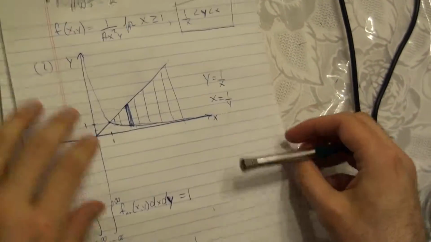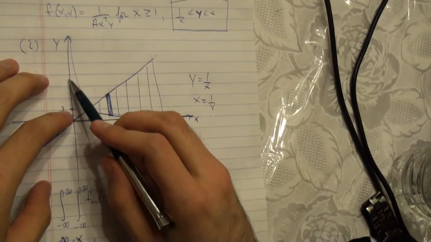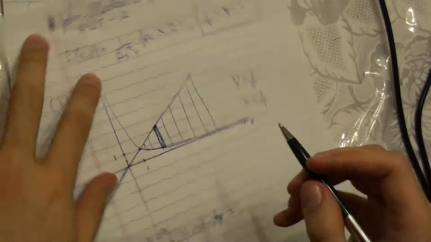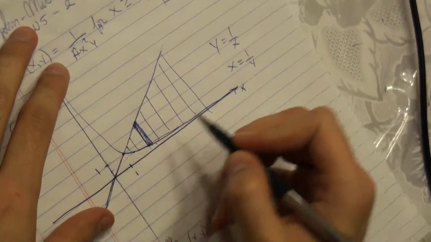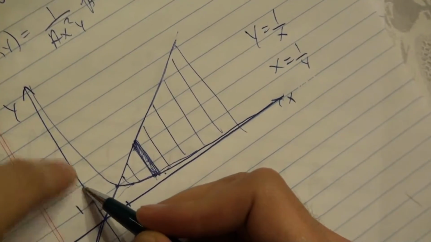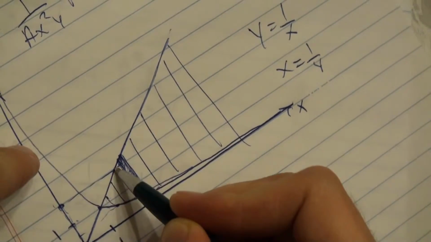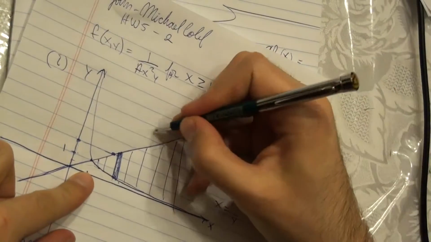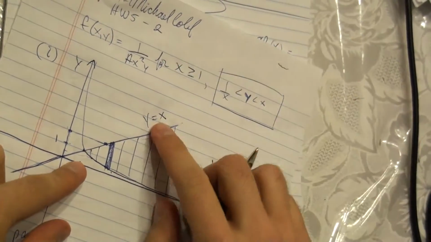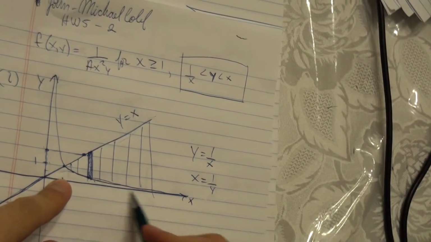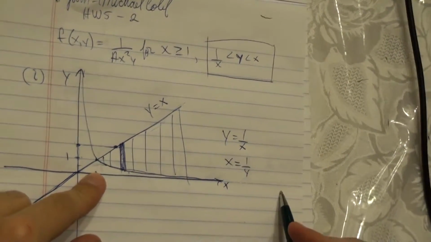Now we have to consider the y points greater than 1. For the y points greater than 1, let's say this point, we want to consider this function. This function is y equals x. So we're going to go from x equals y to infinity.